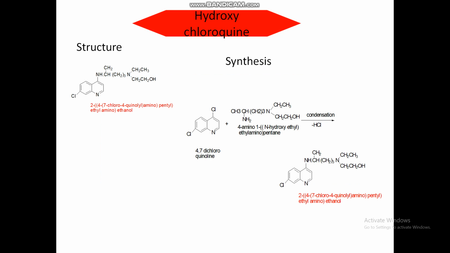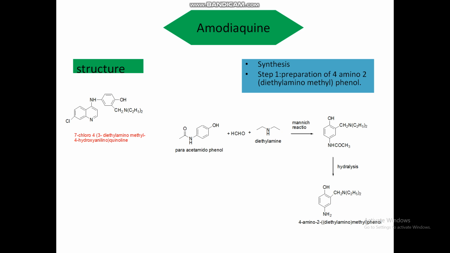Next, hydroxychloroquine. The structure of hydroxychloroquine, that is the IUPAC name, 2-[4-(7-chloro-4-quinolylamino)pentyl ethyl amino]ethanol. This is the synthesis of hydroxychloroquine. Step 1, we have to prepare 4,7-dichloroquinoline. It is condensed with 4-amino-1-hydroxyethylamino pentane. Condensation reaction, we are getting the elimination of hydrochloric acid, and we get hydroxychloroquine.